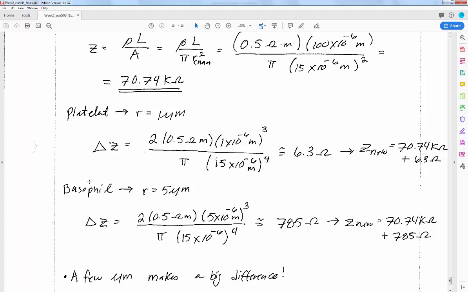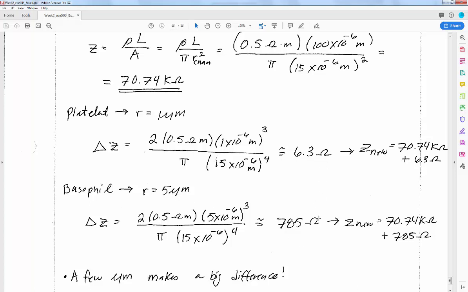So if we move to a basophil, then let's say that's going to have a diameter of 10 micrometers, like I mentioned, so a radius of 5 micrometers. Plugging it in, you're going to get delta Z is 785 ohms. That is over 100 times more than what you got when you had a 1 micrometer radius. So a 5 times change in radius will yield 100 times or more.